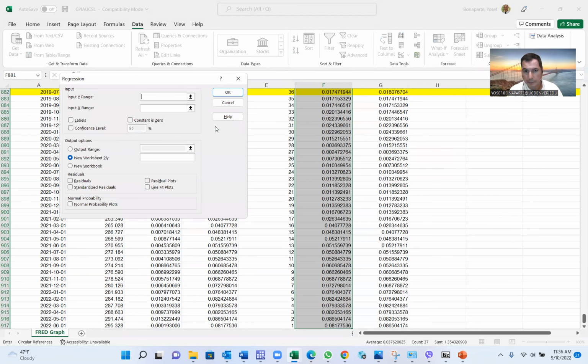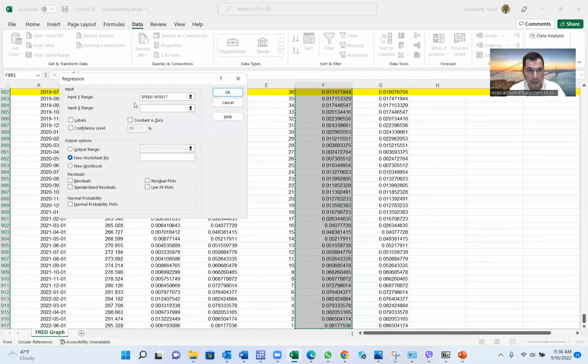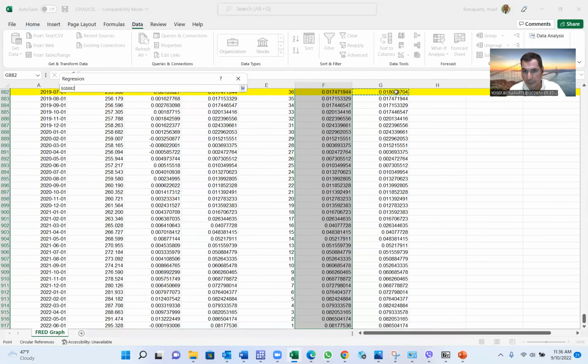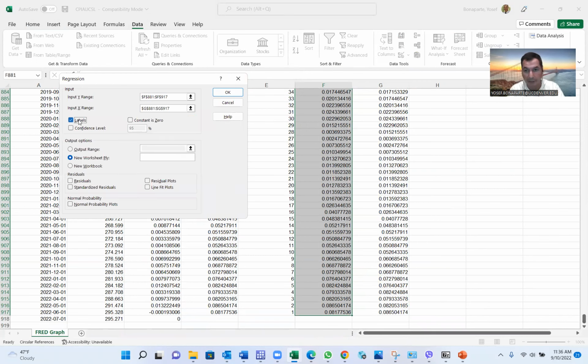You do OK. And then they're going to ask you, what's your y? Well, that's our y: CPI, all the way down. What's our x? Well, that's simple. Here's our x: CPI minus 1, all the way down. Remember, when I say all the way down, I cleared the last one here. A lot of students have this not balanced. It should be balanced. Then they ask you, do you have labels? Yes, because we included the first row, CPI minus 1. Constant is zero, no, don't touch that. Do OK.